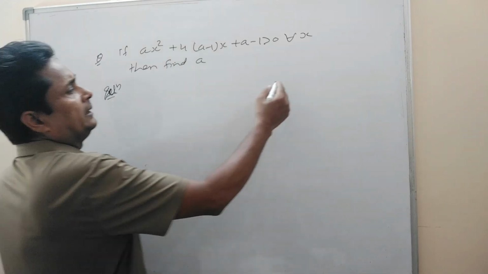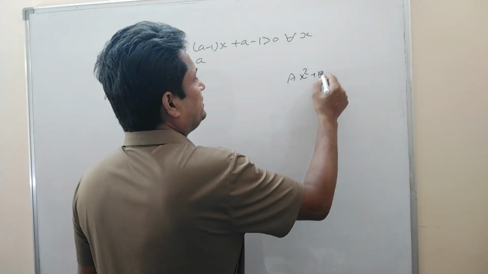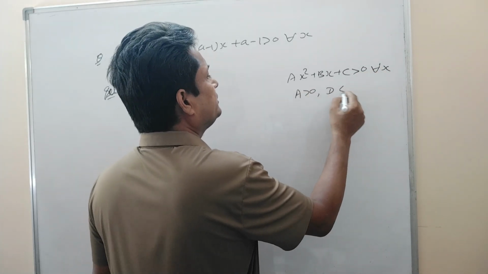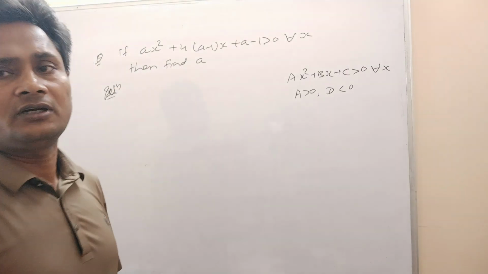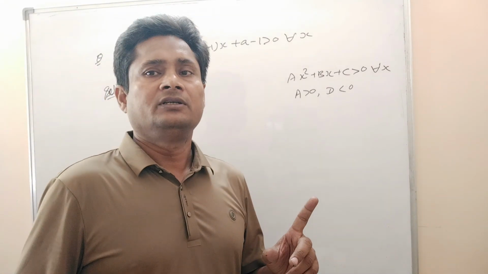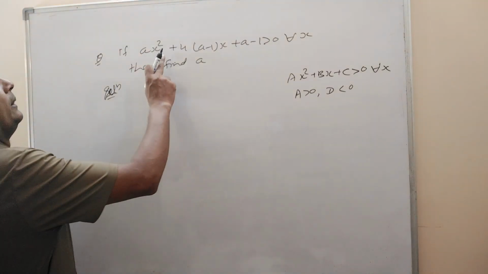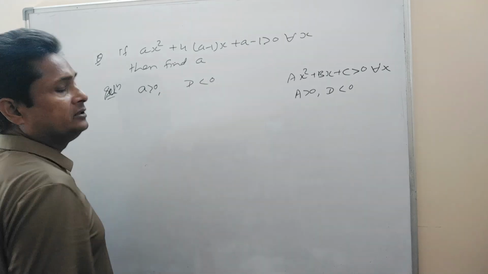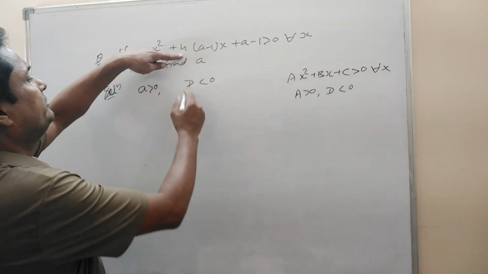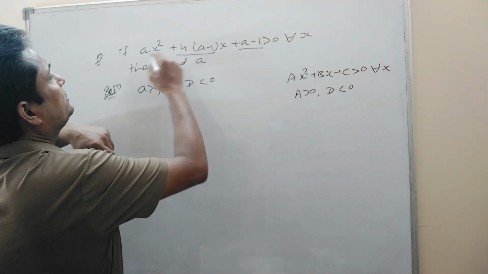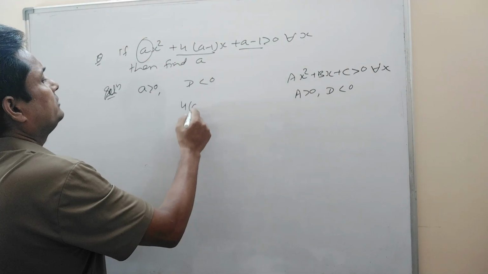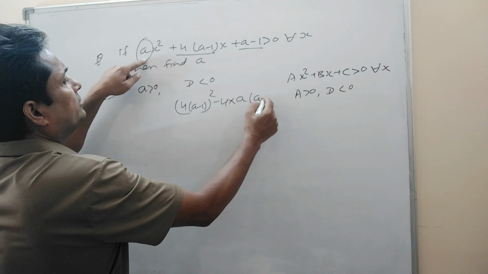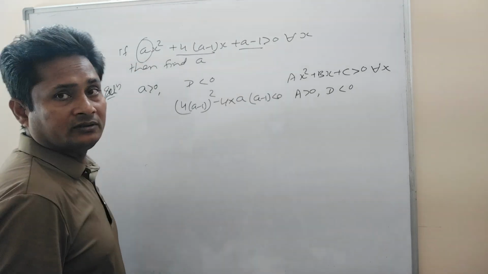I told you that if ax square plus bx plus c is greater than 0 for all x, then a must be positive and the discriminant must be less than 0. So apply this condition. If it is true for all x, then a must be greater than 0 and the discriminant must be less than 0. So the discriminant will be: B is this one, C is this one, and A is this one. So 4 times (a minus 1) whole square minus 4 into a into (a minus 1) must be less than 0.